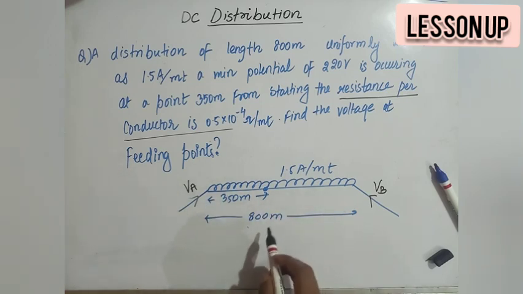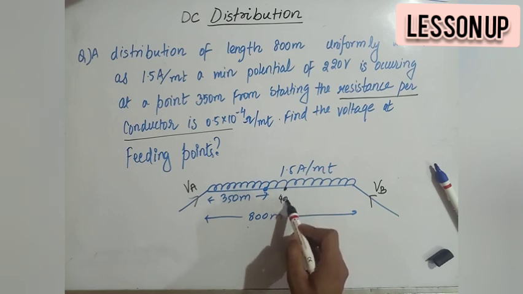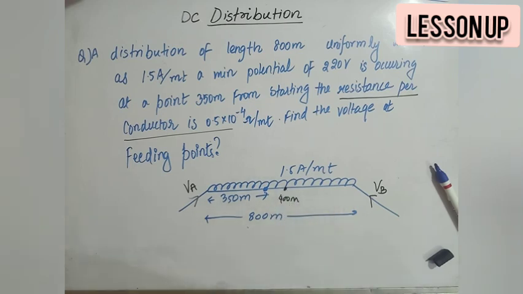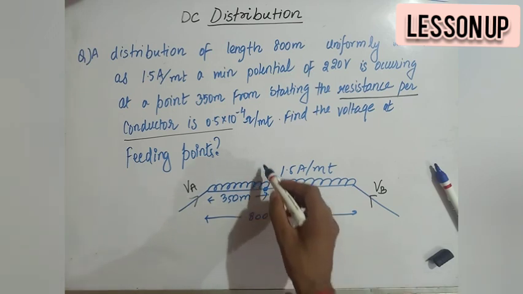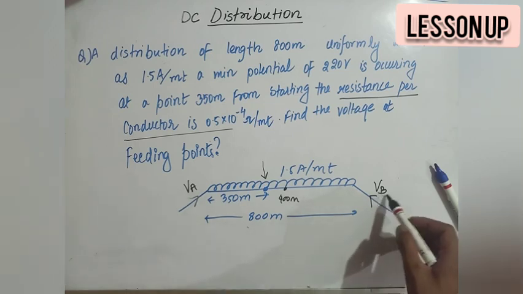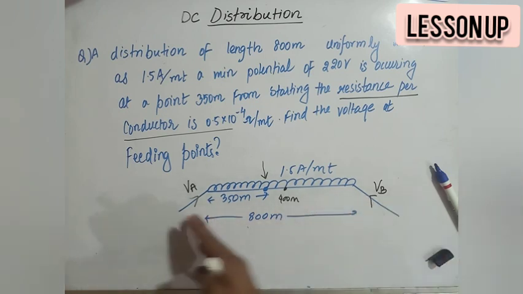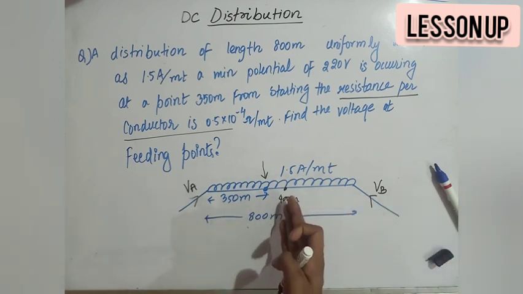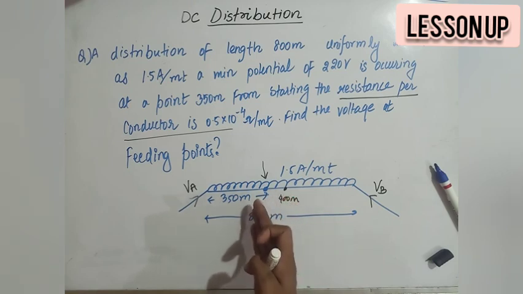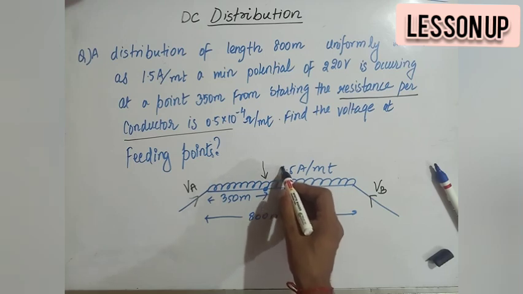See, half of the line will be somewhere here, 400 meter. And we got the minimum potential point at 350 meter, which means VB should be greater than VA. That's why, if VB is greater than VA, our minimum potential point will shift to the left hand side from half of the line. We have already discussed this in the previous class.